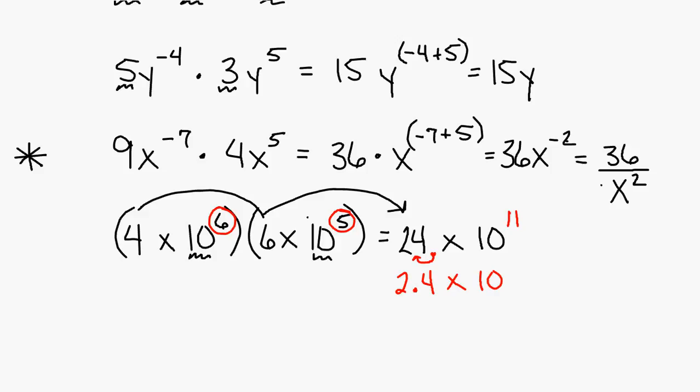Now, do you see this 24? We rewrote it as a 2.4. So we made it smaller, right? So if you make the first number smaller, you have to make the power bigger. So we made this smaller by moving the decimal 1 place. So this power has to get increased by 1. That's your answer in scientific notation.